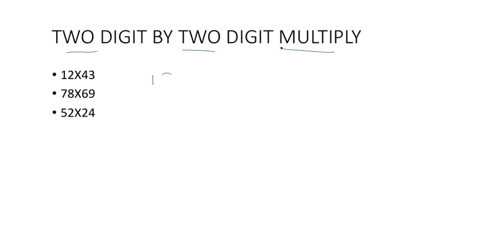Let me take this example, 12 and 43, the first example we have taken here. So how are we going to obtain the product of these two numbers? This method, the vertical and crosswise method, involves steps like this. Let me take these as points here. In step 1, we are going from the right hand side.